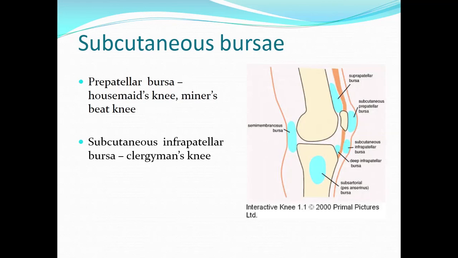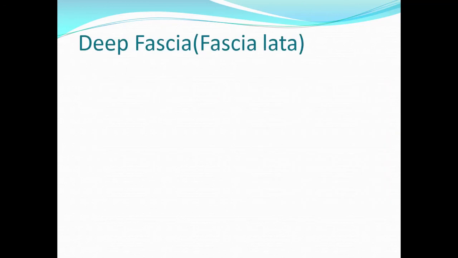So involvement of this bursa will lead to clergyman's knee. Now the deep fascia. Deep fascia is also known as fascia lata here in the thigh. Now the attachment. So there are two attachments: superior attachment and inferior attachment.